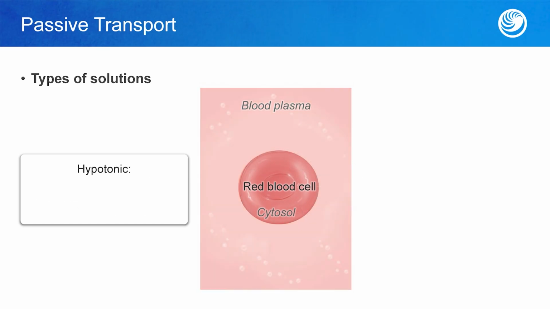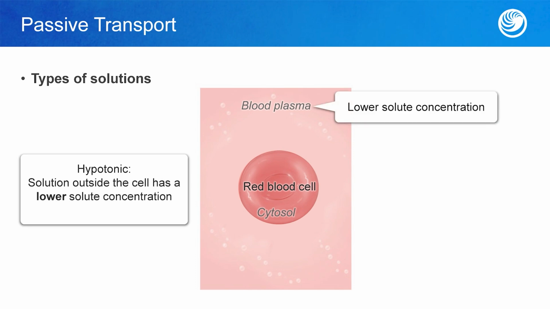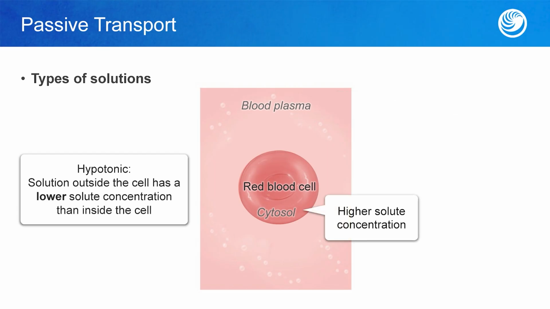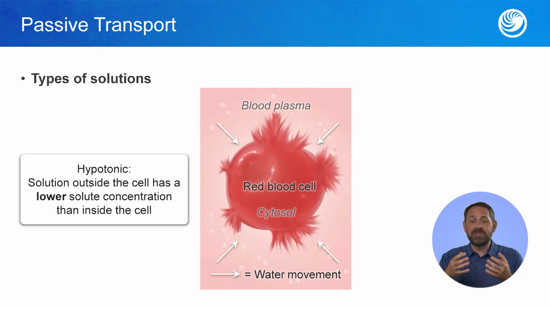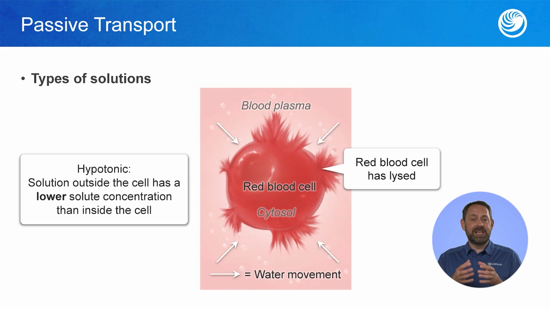Hypotonic solutions affect cells differently. Hypo means below in Greek, and hypotonic solutions have a lower solute concentration than the solute concentration inside the cell. This difference in concentration causes a net flow of water into the cell, which causes the cell to swell and potentially burst, a process called cell lysis.